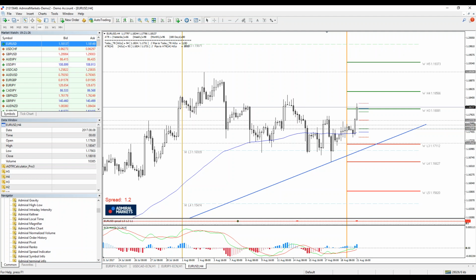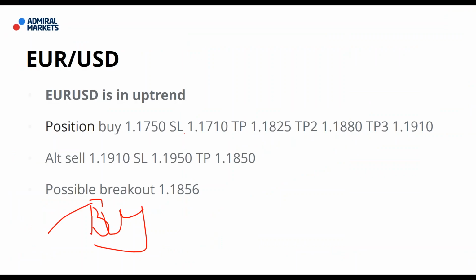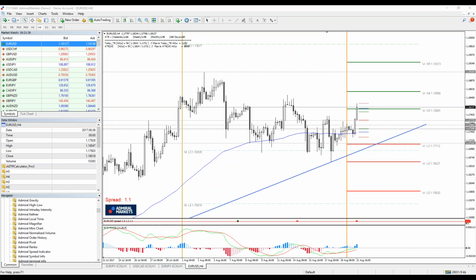So I will be buying from 1750. 1910 is sell. Let's see what will happen first. And possible breakout of 1856. 1856 is weekly H4, and also it corresponds to previous sellers. So I guess if it breaks, it should go up, right?